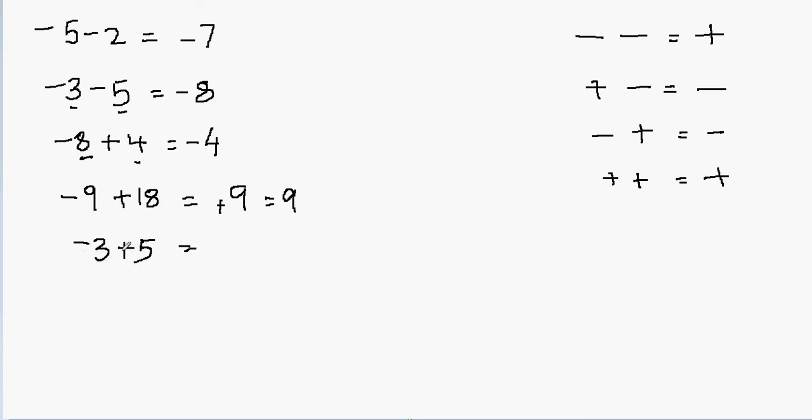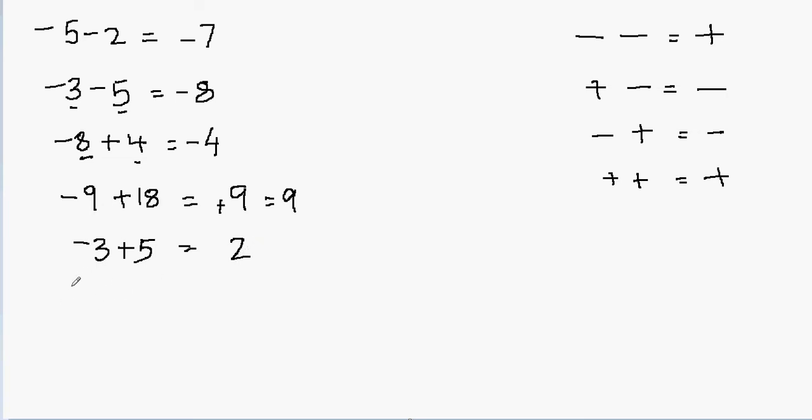Next is -3 plus 5. Again, I have two opposite signs, so I will subtract this time. 5 minus 3 will give me 2, and then I have to keep the sign of the greater number. Which number is greater between these two, 3 or 5? Obviously, 5 is greater. 5 has a positive sign in front of it, so I'll keep the positive sign here, and I don't have to write it in front of my answer. It is considered a positive number.